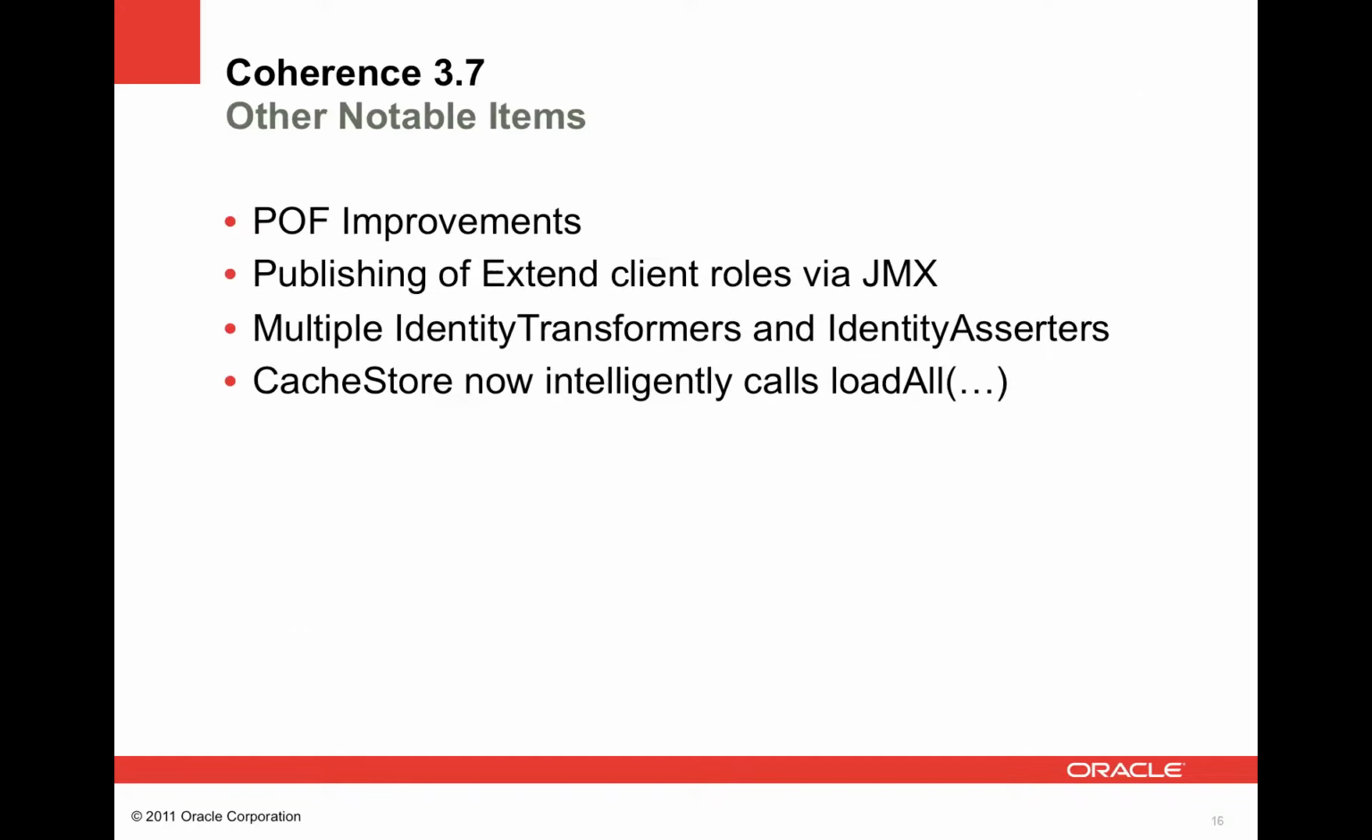Other notable improvements, as always, we've done a number of POF improvements for portable object format. Those are porting functionality to other languages such as C++, as well as a number of performance improvements. You can now publish the roles of Extend clients via JMX. Also, some security improvements around allowing for multiple identity transformers and identity asserters. And Cache Store now intelligently calls loadAll when necessary and when optimal.